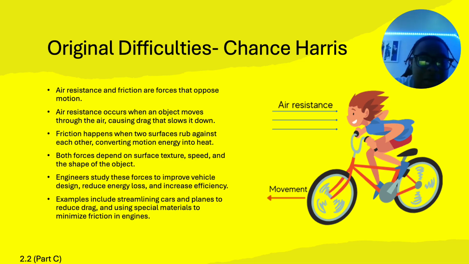For my second slide, my original difficulties are air resistance and friction. Air resistance and friction are both forces that work against motion. Air resistance shows up when objects move through the air, like when a parachute opens. Friction happens when two surfaces rub together, and that rubbing creates heat and slows movement. Engineers use this understanding to improve how cars, planes, and machines work, making them faster, safer, and more efficient.